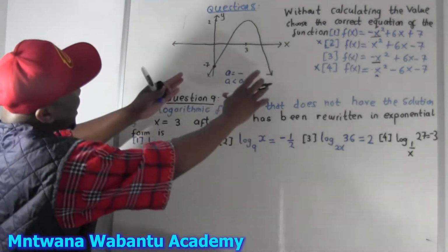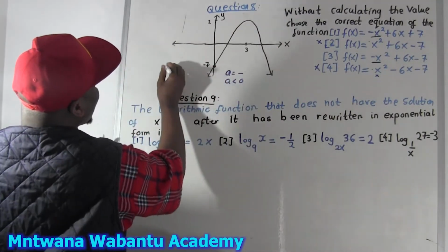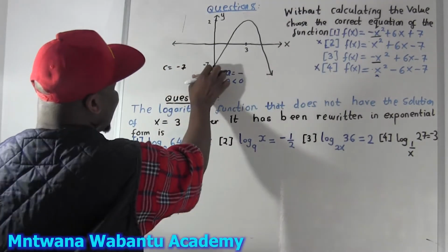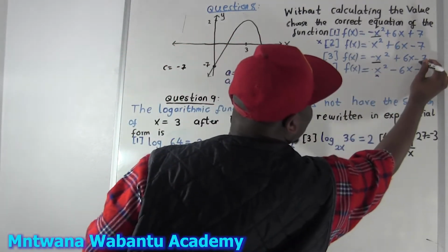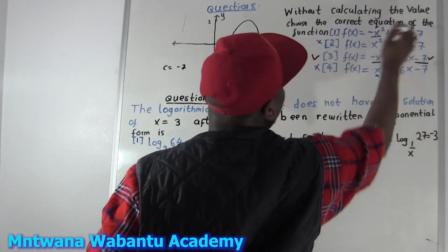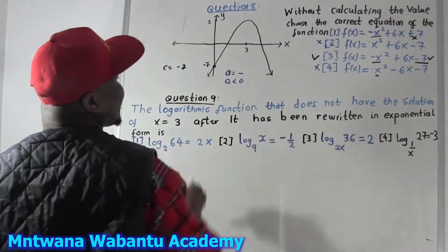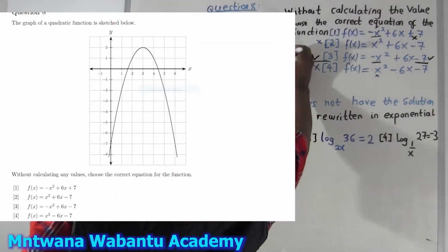y-intercept. If you look here, what is the y-intercept? The y-intercept means where the graph cuts the y-axis. So our c equals negative 7. Between this and this, which one has negative 7? This one has a negative 7. So this one is the right answer and this is wrong, because this graph cuts at negative 7. So the correct answer is option 3.